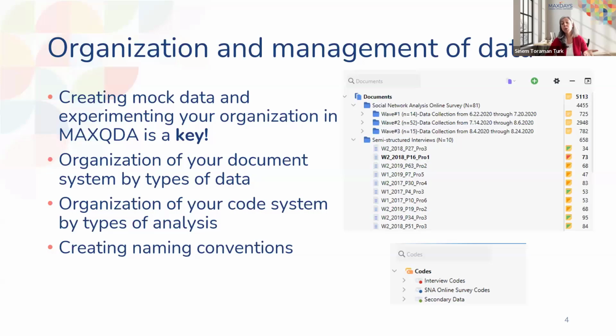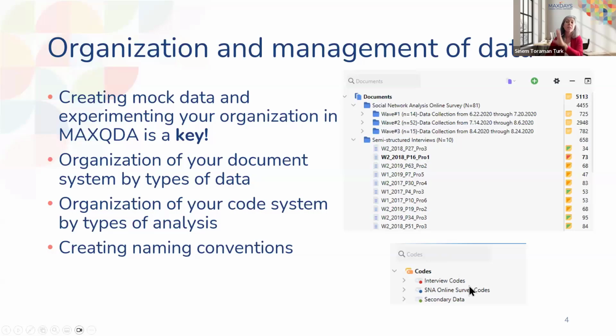Consider how you would like to organize your document system by types of data, as well as your code system by types of analysis. That informs how you will make connections among the different types of data you collect and analyze as part of your mixed methods research project. It is also important to consider your naming conventions so that you can make connections for your participants between the quantitative and qualitative forms of data when it comes to integrating the results from both components.